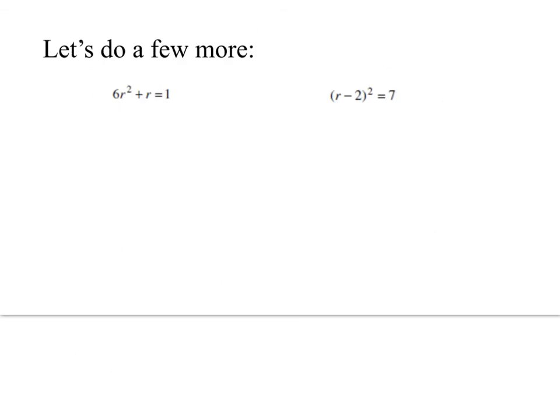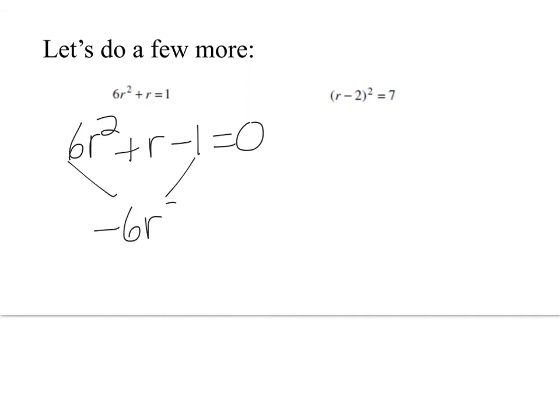Sometimes you may need to rearrange some things first. In this case, I've got to move the 1 over. Then I can decide: quadratic formula or should I factor? Well, let's see. That gives me a negative 6 r squared. Are there two numbers that multiply to give me negative 6 that add to 1? That's 3 and negative 2.